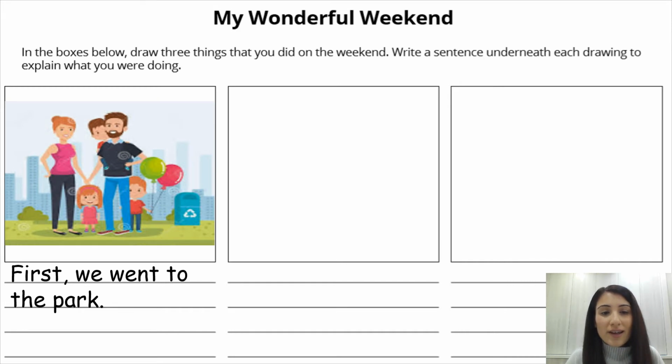So as you can see, in the first box, I have drawn a picture of my family and I going to the park. And underneath the first box, I've written my first sentence. And you can see that it starts with the word first because that's the first thing that I did. Here is the word first. And my sentence says, first, we went to the park.